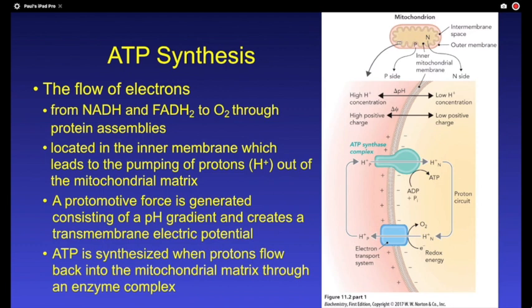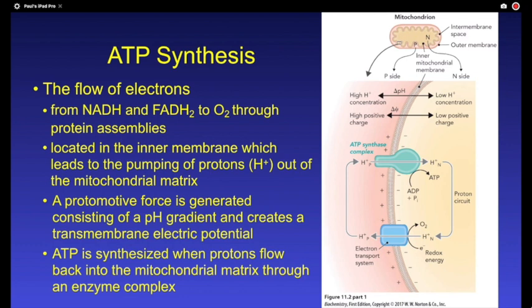So the flow of electrons will go through lots and lots of proteins that are embedded in the membrane. As the electrons flow through those proteins, what actually occurs is that the protons from the inside of the matrix get pumped out to the inner membrane space. And so you have a large differential, but any gradient is a source of energy.